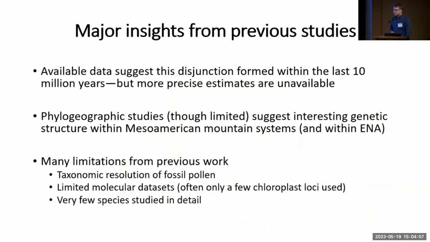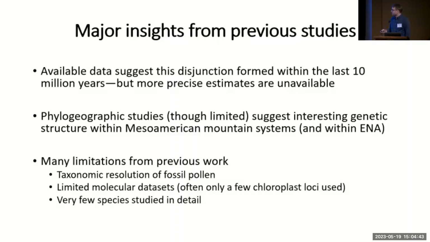To summarize this history, available data suggests that this disjunction formed within the last 10 million years, but we don't really have precise estimates. It would be interesting to know if there were waves of migration involving particular sets of taxa. More work will need to be done to figure that out. And as I mentioned a minute ago, phylogeographic studies, though really limited so far, suggest there's a lot of interesting genetic structure within Mesoamerican mountain systems and also within Eastern North America that deserves closer attention.